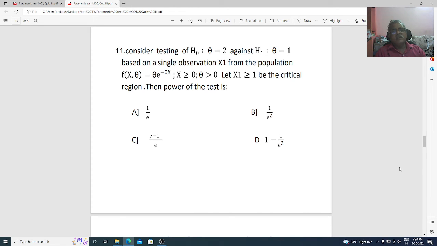Consider testing of H0: theta equal to 2 against H1: theta equal to 1 based on a single observation X1 from the population f(x; theta) = theta e^(-theta x). Let X1 greater than 1 be the critical region. The power of the test is option A, 1 by e, option B, 1 by e square, option C, (e minus 1) divided by e, D, 1 minus 1 by e square. The correct option is option A, 1 divided by e.